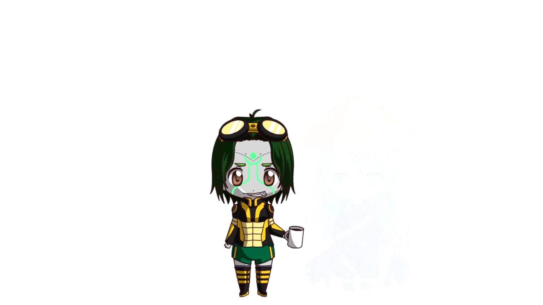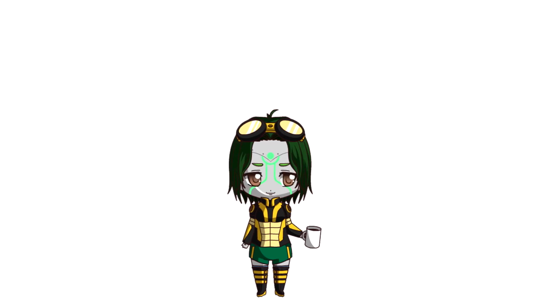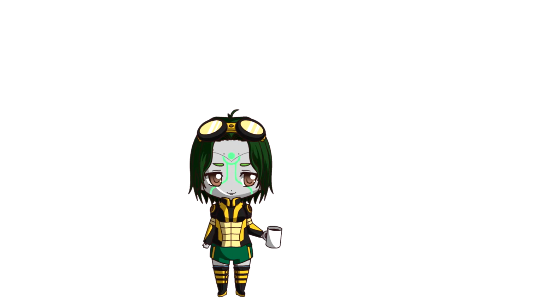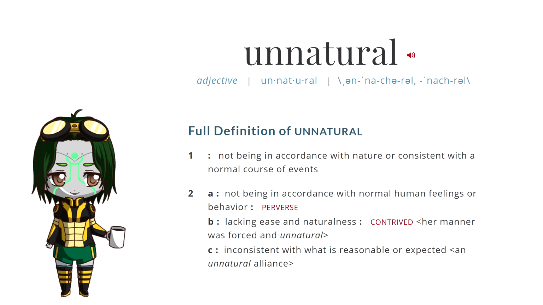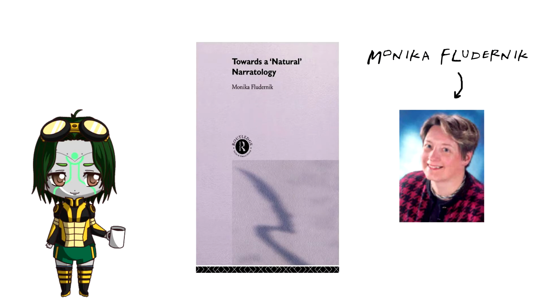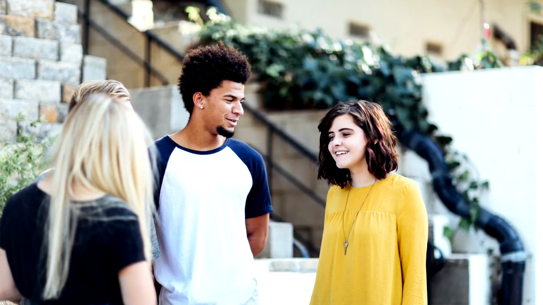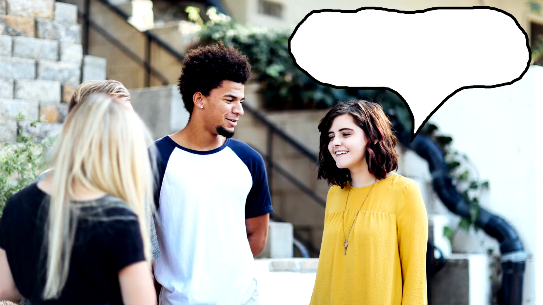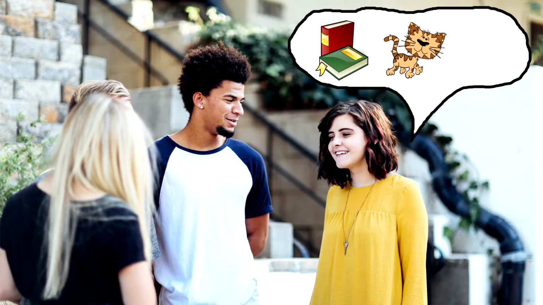Anyway, on to the presentation. So, our video is titled Unnatural Narrators. Let's start with what the word unnatural actually means in this context. The meaning we'll be using has to do with unnatural narratology. In her book, Towards Unnatural Narratology, scholar Monika Fludernik suggests a definition for natural narratives. According to her, natural narratives happen in spontaneous conversational storytelling, basically when we tell each other stories about what happened to us in real life.